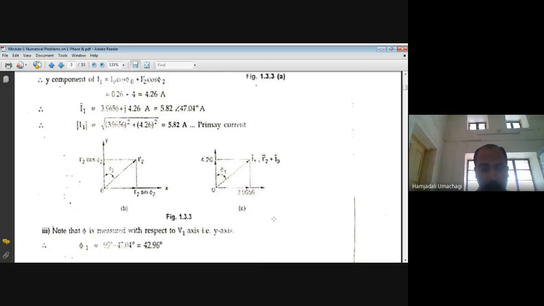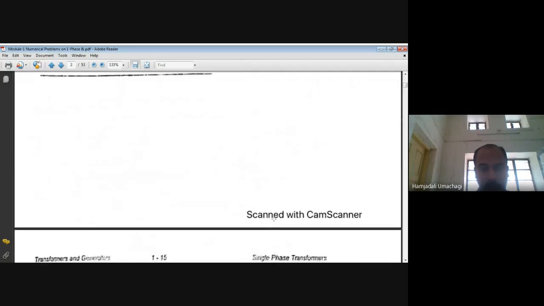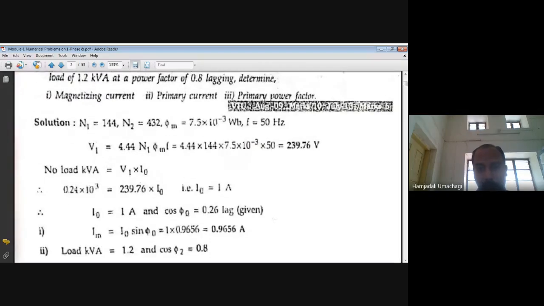Then the third parameter we are supposed to calculate here is the primary power factor. Primary power factor. Okay.